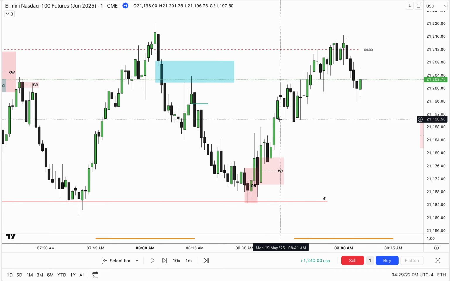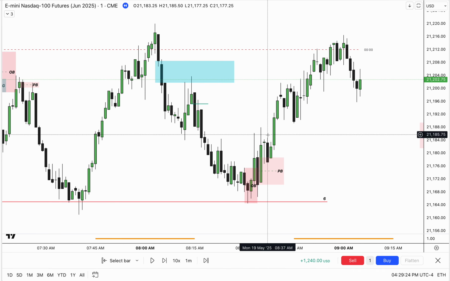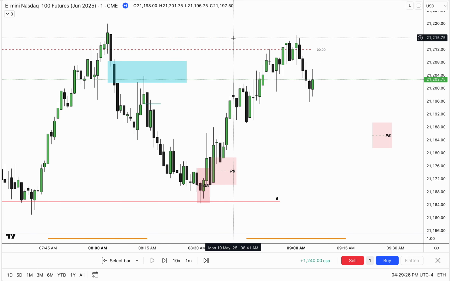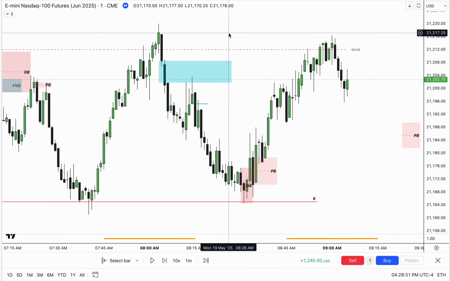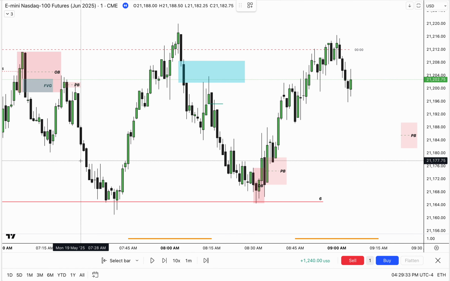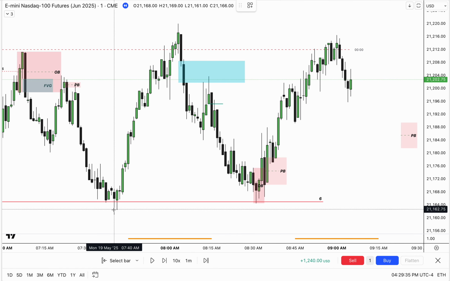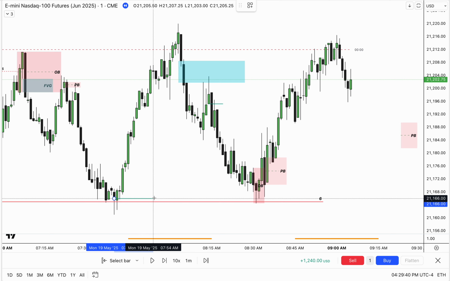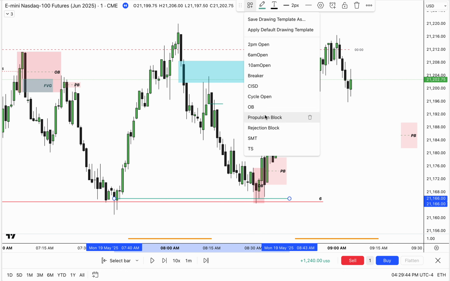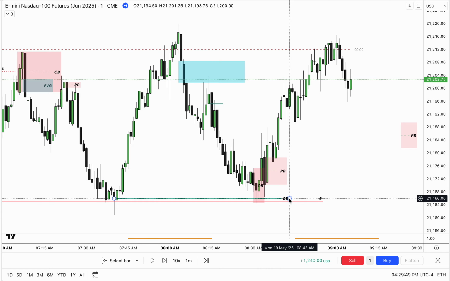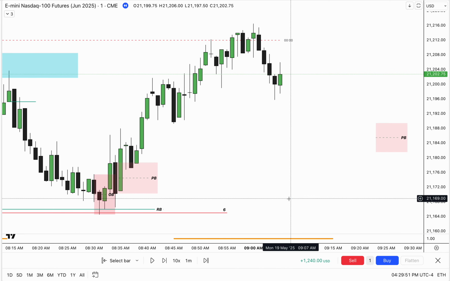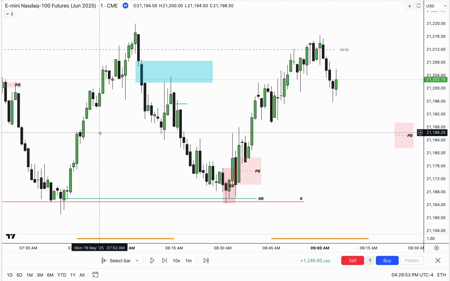Propulsion block, order block, fair value gap, tap into the fair value gap, we run higher, up to New York open, midnight open, sorry. And what do we have over here? So this down close candle, biggest wick, the closing price. What is that? Rejection block. That's a rejection block. See what I mean? It's everywhere.